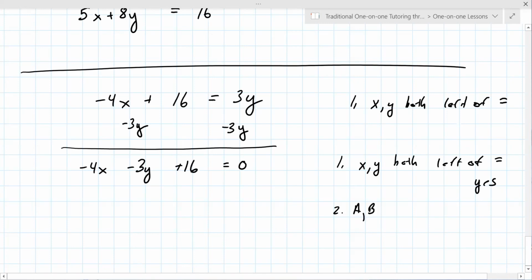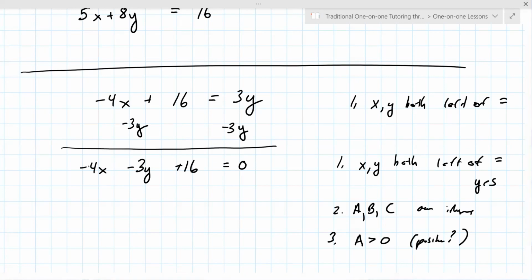It's that a, b, and c are integers. Are the numbers in front of x, y, and this other number integers? Yes. So that's good. Is a greater than 0? Is the number in front of x positive? What is the number in front of x? It's -4. The operator goes with it.